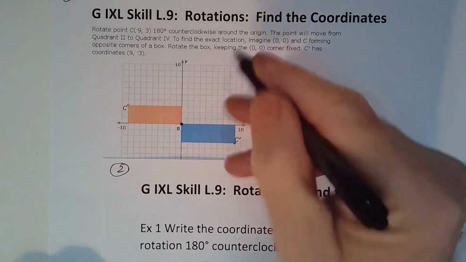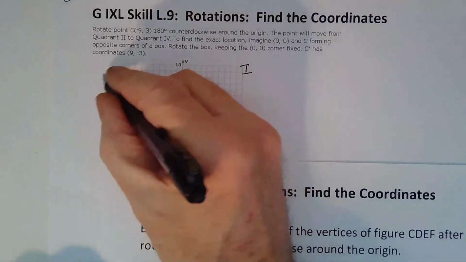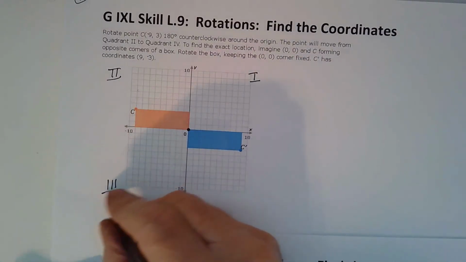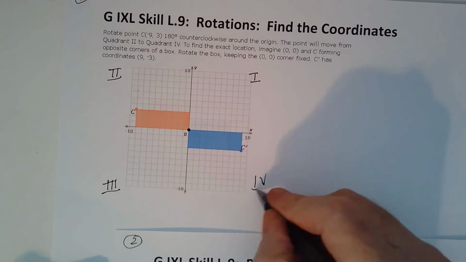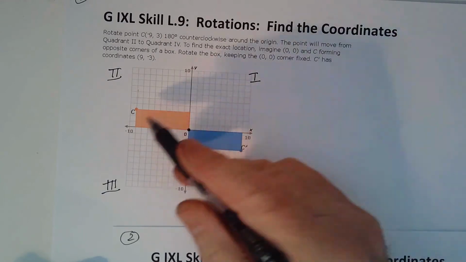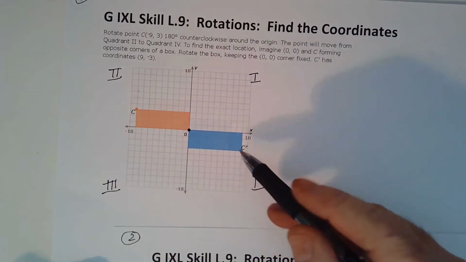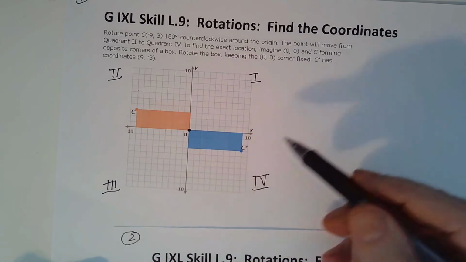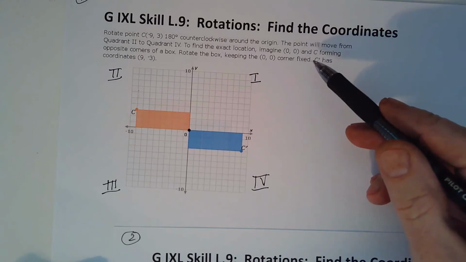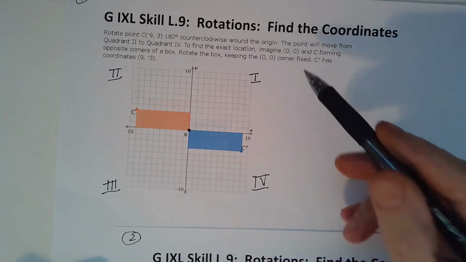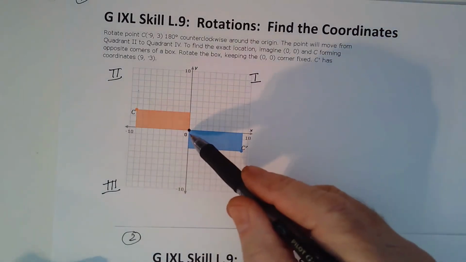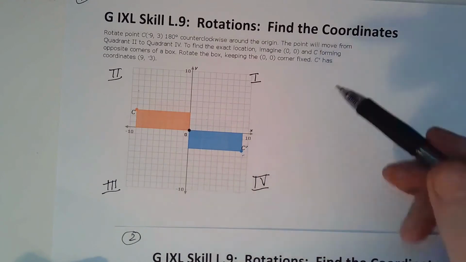Remember, these quadrants are labeled quadrant 1, quadrant 2, which is where C starts, then quadrant 3, and then quadrant 4. Okay? All right, and so you'll see again that now that this is rotated around, instead of being in the upper left now, it's on the lower right of the rectangle. So to find the exact location, you're going to imagine that 0, 0 and C form opposite corners of a box. Well, we showed you that here and here. Well, here are the opposite corners of the box again.